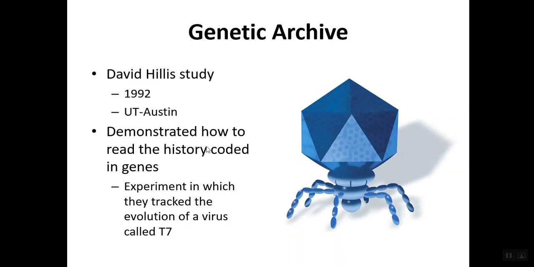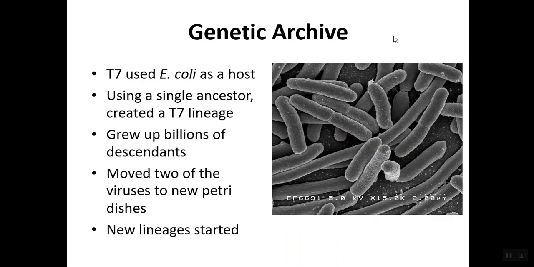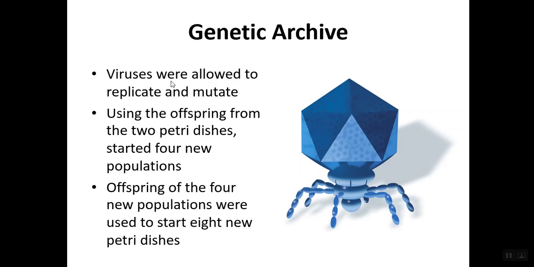David Hillis demonstrated how to read the history that is coded in genes. And he used the bacteriophage T7, which looks like a spider and infects E. coli cells specifically. And as I showed you, the infection can be tracked by looking at the formation of these plaques, these areas where the bacteria disappear on a Petri dish. So what did David Hillis exactly do? He did a series of infections. That's all he did. And then he analyzed the DNA of the viruses.